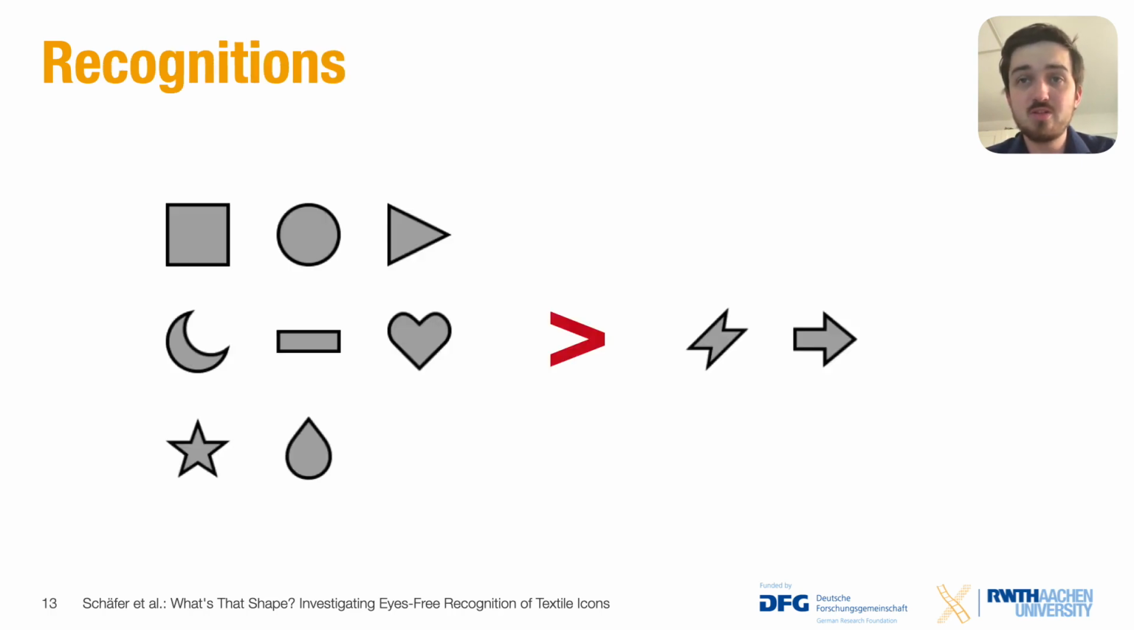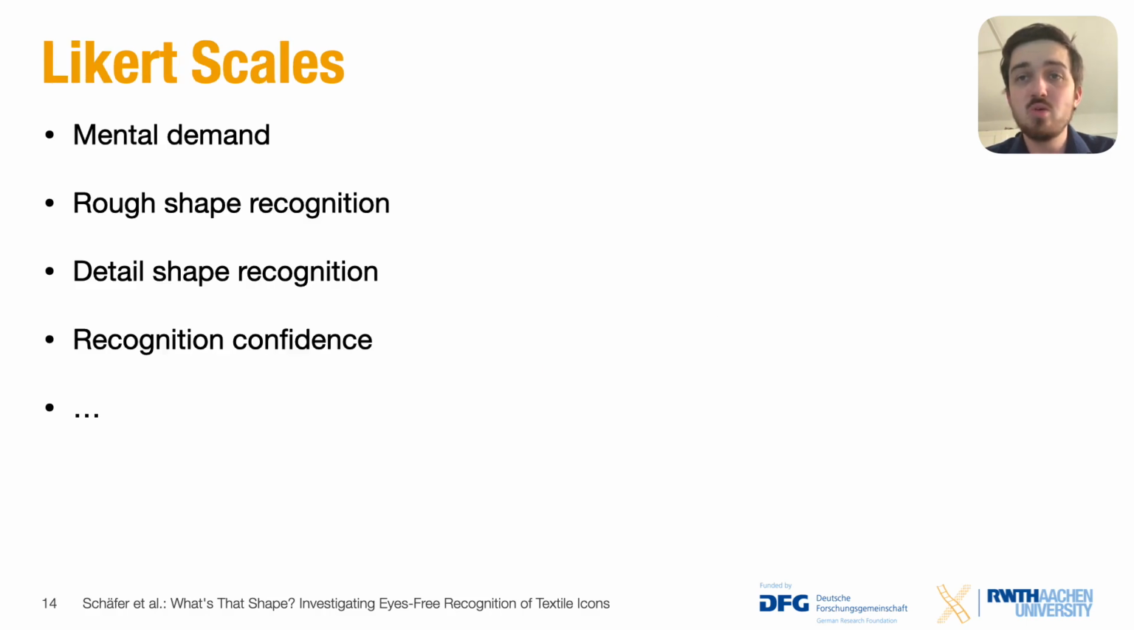On the left, you can see shapes that performed particularly well in both raised variants, with more than 95% correct recognitions. On the right, you see shapes that did not work throughout any of our fabrication variants. Using Likert scales, we asked our participants on their mental demand during the task, how easy it was to recognize the rough shape and respective details, how confident they felt regarding recognitions, and more.